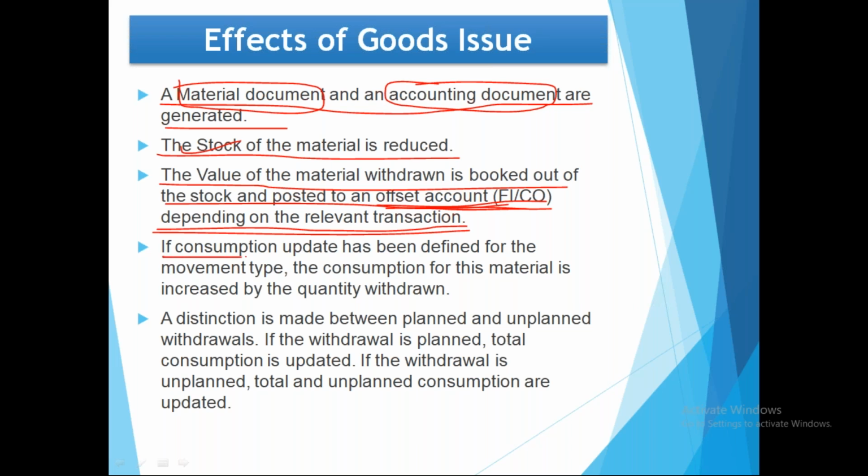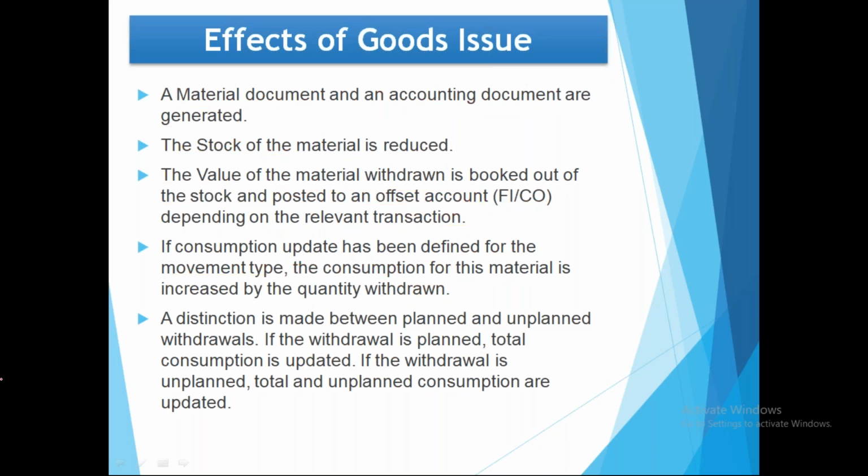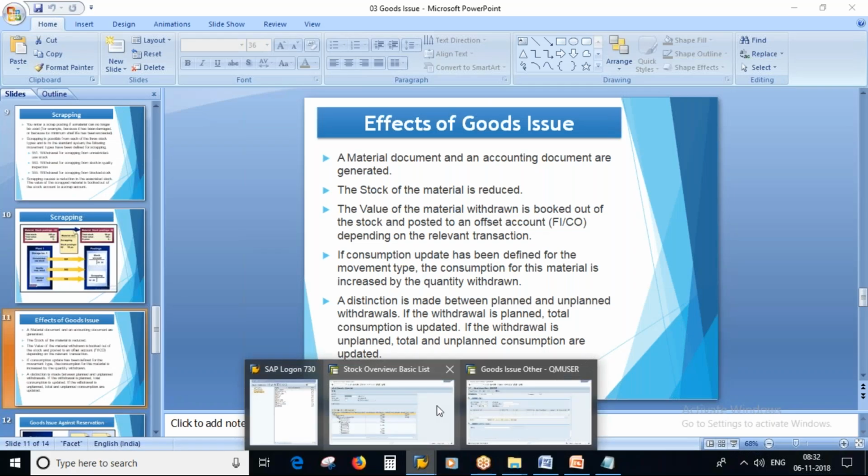Now, if consumption update has been defined for the movement type, the consumption for this material is increased by the quantity withdrawn. Goods issue means you are consuming the stock. So if for that particular movement type the consumption update has been defined, then consumption data will get increased in the system for that material. I'll show you where you can see the consumption data.